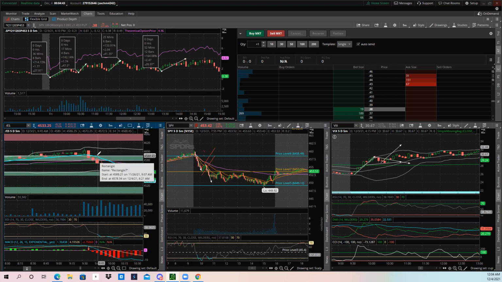This wasn't a strong demand zone. It was only a 15-minute demand zone, and VIX was on the rise. VIX was popping, straight up. So that right there was an indicator to us: VIX is rising, SPY is going to fall.